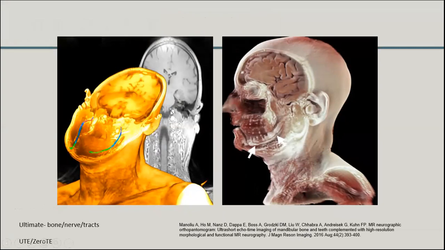But basically with ultra-short TE, you can generate the skin, bone, all these images and show the nerve on the top from one single scan. And right now we're doing it as part of our grant also.